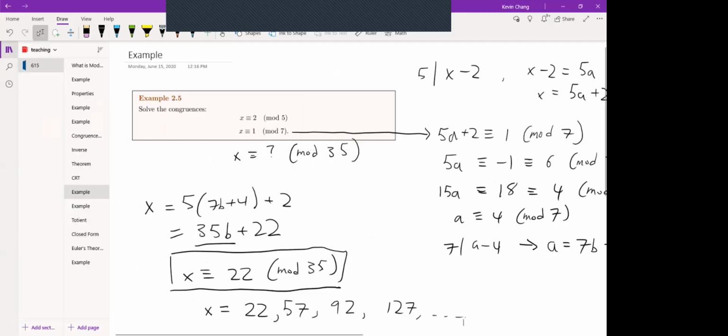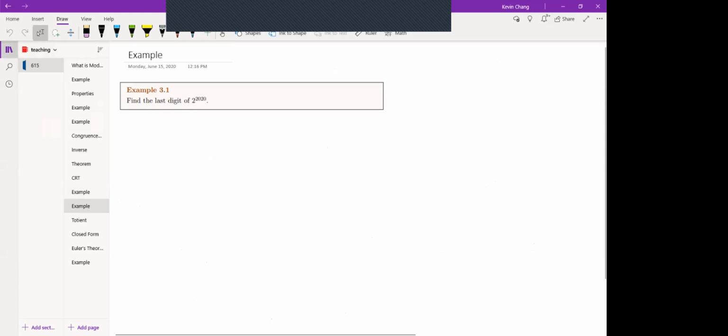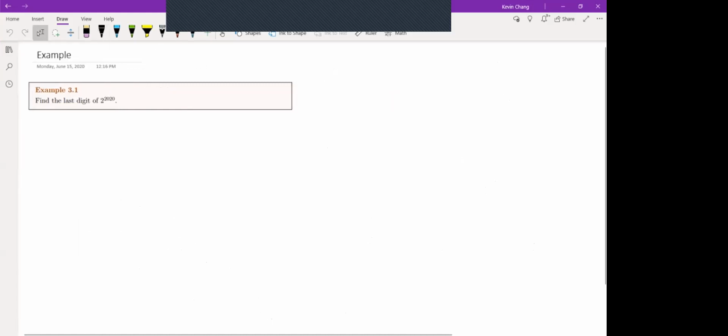So now we're going to talk about cycles. So we've been solving linear congruences so far, but sometimes we want to use exponents a lot. So this is a very probably classic problem that many of you have seen in more basic competitions. Find the last digit of 2 to the 20.